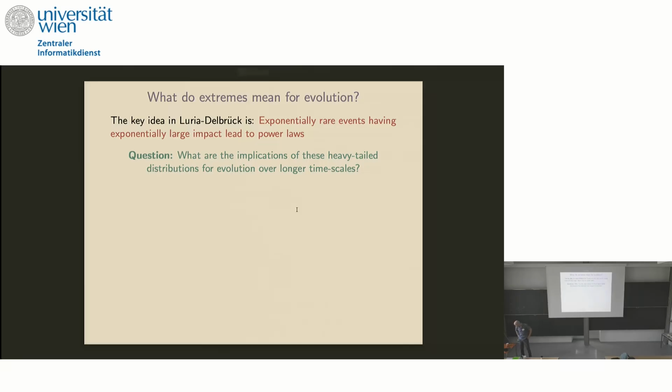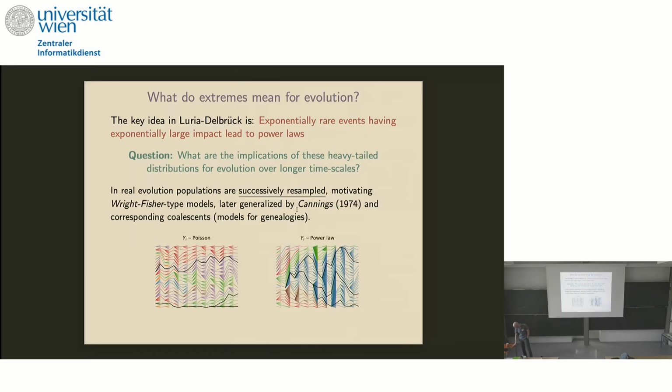And so a natural question you can ask is, if we expect generically to get heavy-tailed distributions, what are the implications of that more broadly for evolution? If you're producing heavy-tailed or power law-tailed distributions of offspring numbers, what are the implications of that? That's something that has been explored in the context of models of longer-term evolution. These models go back to Wright and were later generalized and brought more into the mathematical probability theory literature by Cannings.